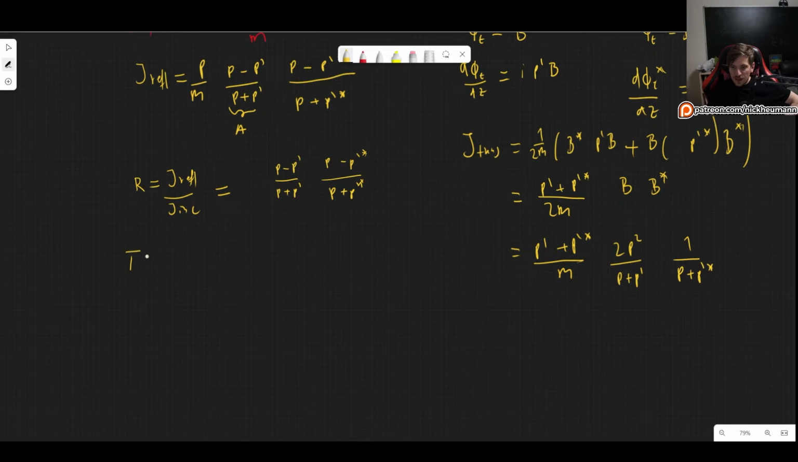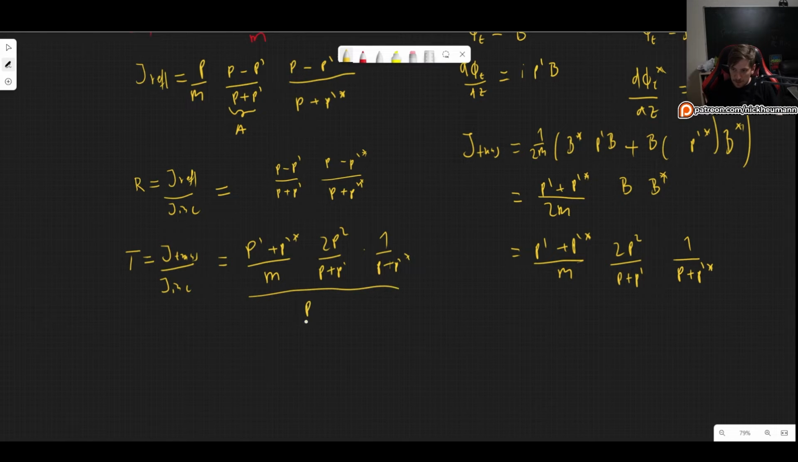Okay, then we have the transmission coefficient, which is of course the transmitted current divided by the incident current. So this would be p prime plus p prime conjugate divided by m, times 2p squared divided by p plus p prime, times 1 over p plus p prime conjugate, and we divide all of this by p over m. So the m's will cancel out, and this p will cancel out this squared. Okay.